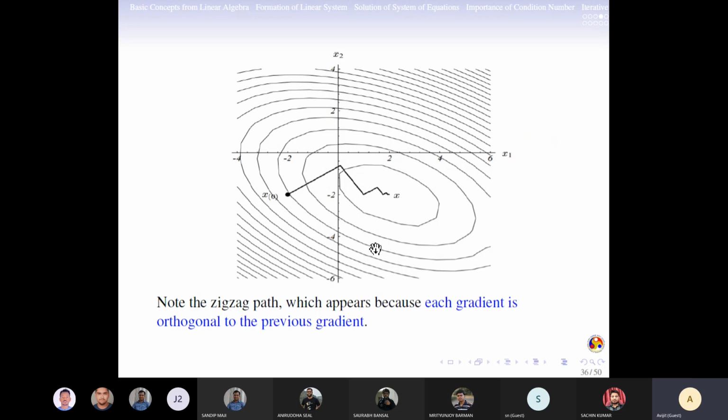As you are using the orthogonal direction, that's why they are using the same path one after another, the same direction. Okay, so this is a drawback. You can see that if you take the direction directly onto x, then you can reach x directly, but you are not taking that direction, you are taking the orthogonal. So this is the drawback in the steepest descent, and this is the motivation for the conjugate gradient method. From that the conjugate gradient method is established.